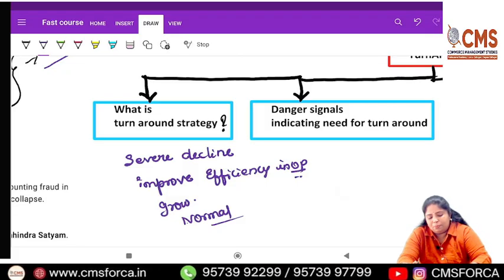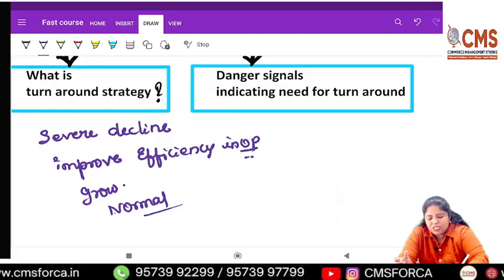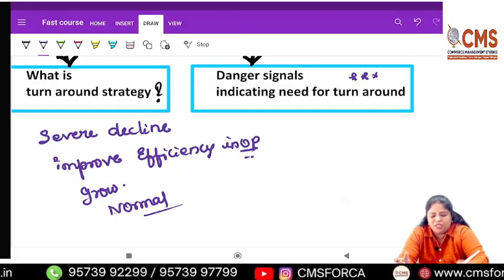Now coming to the next one, dangers. This is important for your exam. Give 3 stars and mark it up.